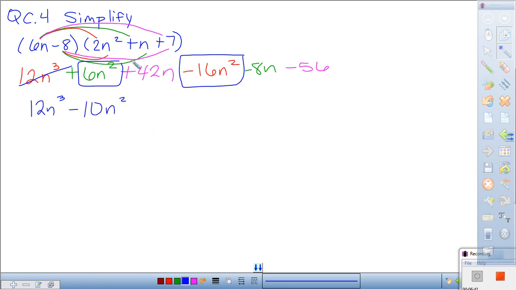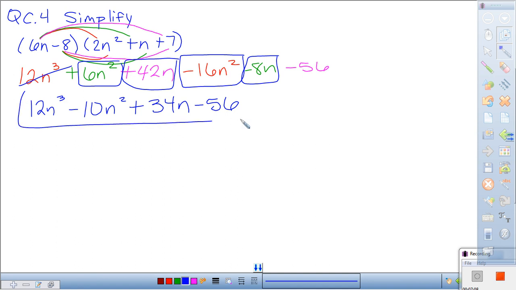And then we have positive 42n and negative 8n. We end up with plus 34n. And finally, negative 56, minus 56. We have combined all of our like terms, so we are finished with the horizontal method. Now let's try the vertical method.